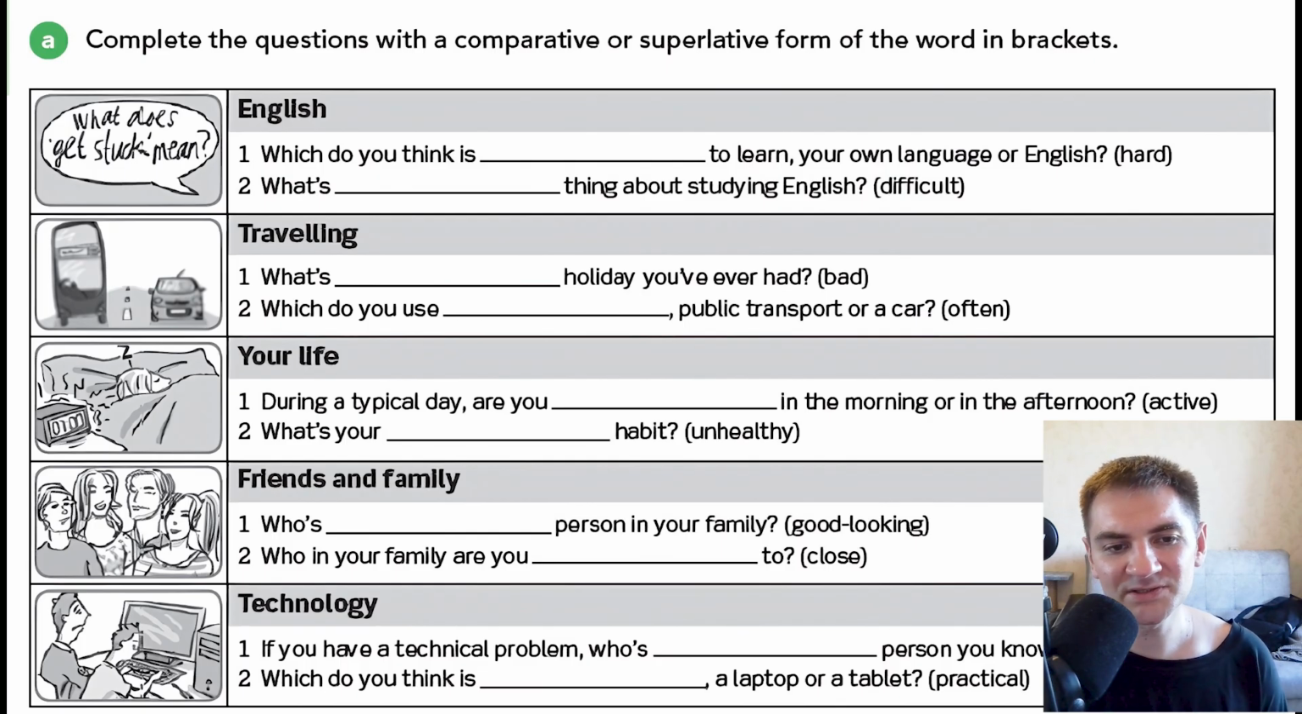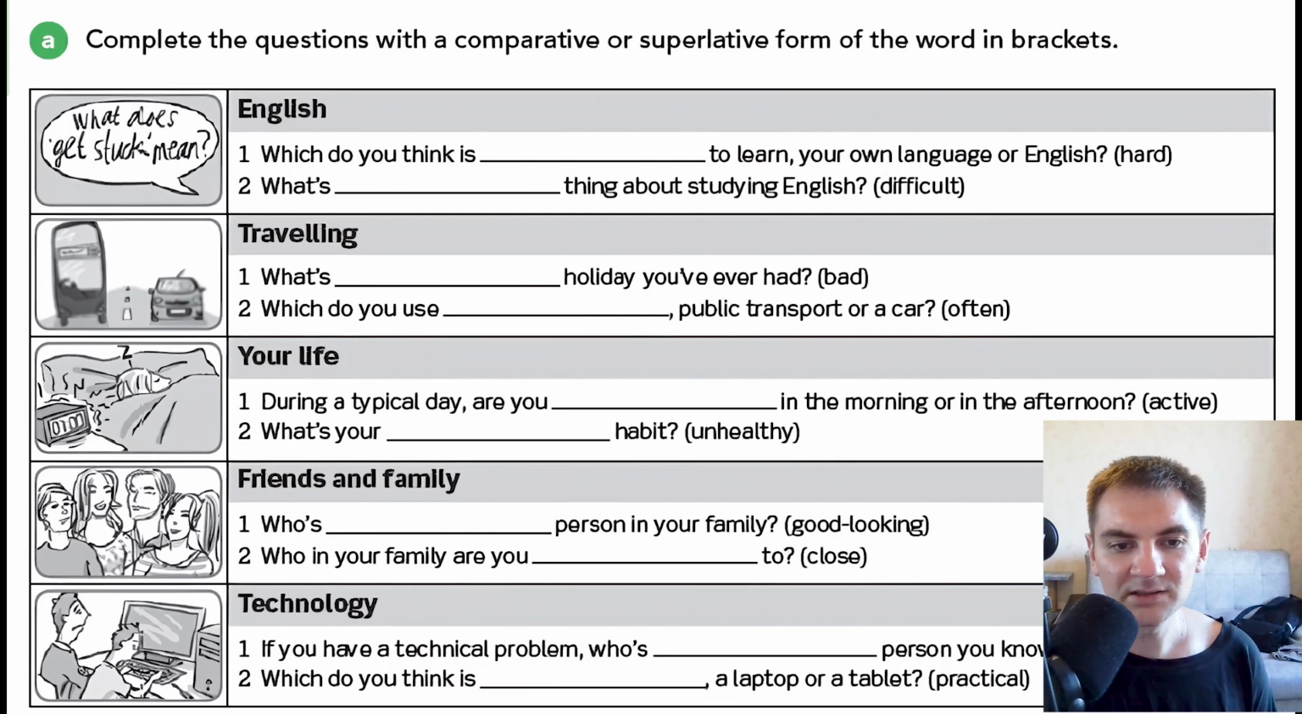Okay, friends and family. Who's the most good-looking person in your family? I don't know, probably my mother. When she was young, she was quite beautiful and so on. And now she's also quite a good-looking person.